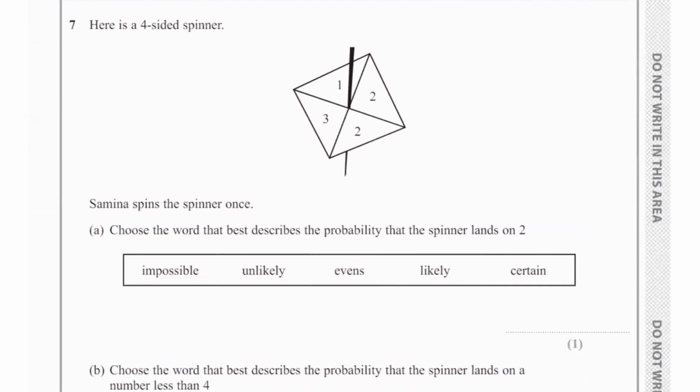Question 7 says, here's a 4-sided spinner. Samina spins the spinner once. Choose the word that best describes the probability that the spinner lands on 2. As you can see on the spinner, we have 4 portions and 2 portions have 2 written on them. So the probability of getting a 2 would be 2 out of 4, which can be simplified to 1 over 2. And that is an even probability. Why? Because from a total of 4 portions, 2 portions have 2 written on them. So that's half of the total number of portions. Hence, it's an even probability.